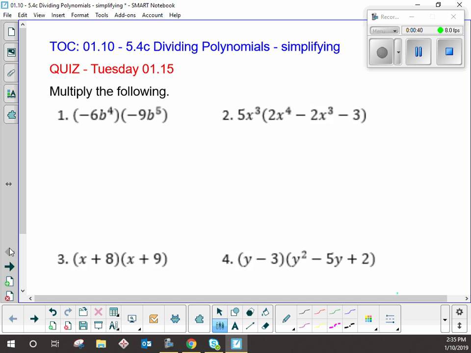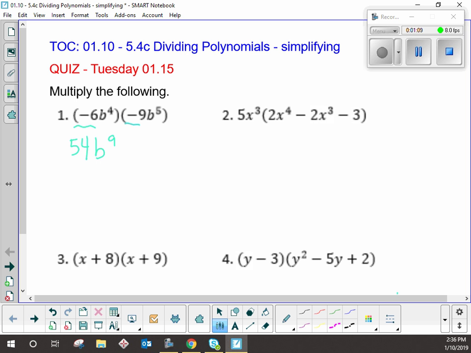So for example, on number 1, when I'm multiplying those 2 things, I'm multiplying the coefficients together. What's negative 6 times negative 9? Okay, 54. And then b to the 4th times b to the 5th. Am I adding the exponents or what? Yeah, I'm adding them, right? So it's b to the 9th. So who got that? Okay, that's the basic skill we're doing through all the rest of the problems, pretty much.